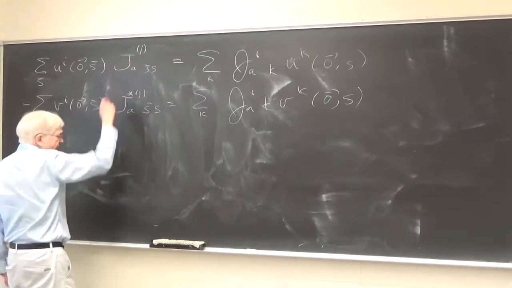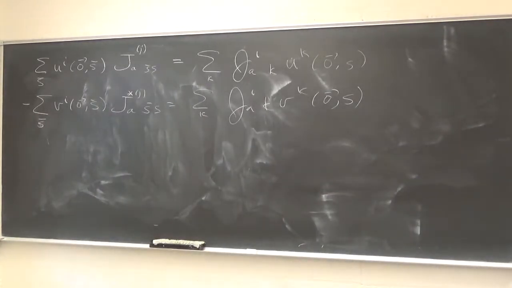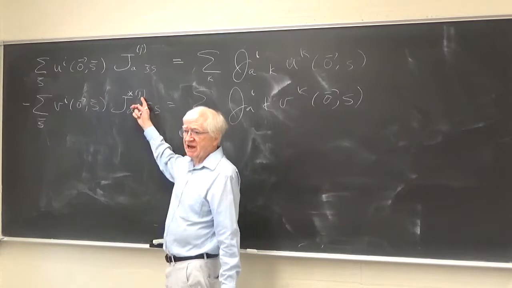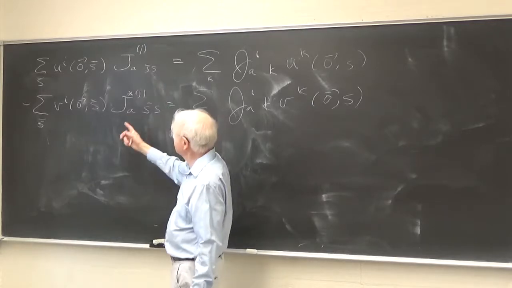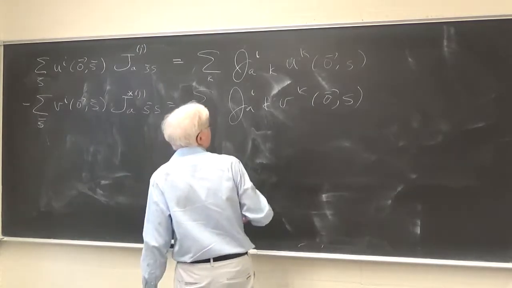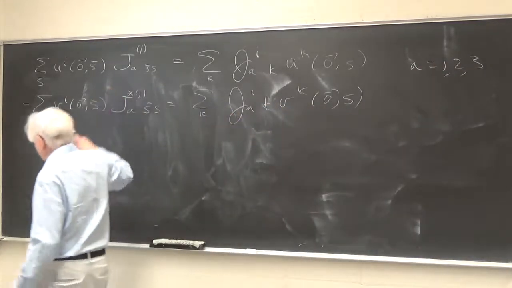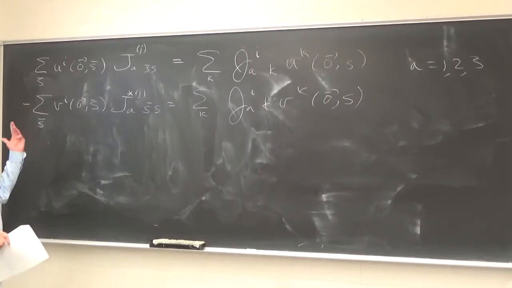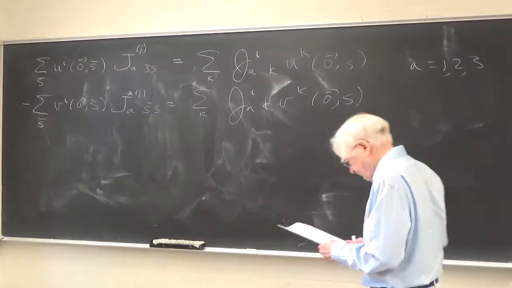These J's are the Hermitian matrices that you learn about in quantum mechanics classes for states of spin J. And so these are 2J plus 1 by 2J plus 1 dimensional matrices, and there are three of them. A goes from 1 to 3. So these are the rotation conditions that were derived earlier in order for the field to transform properly under Lorentz transformations and translations.